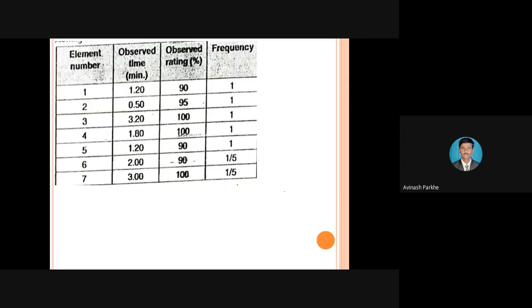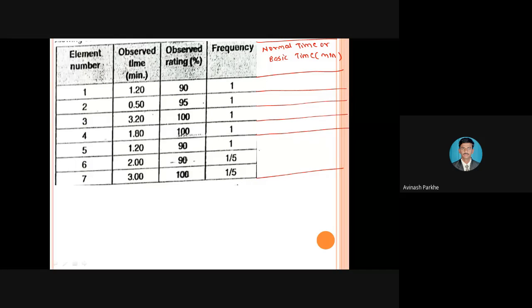So how to consider? Let us see. I have taken this particular table once again as it is for my further calculation. Then one more column I will add here to calculate the normal time. So this is the one more column I have added, that is normal time, or basic time, in minutes. So element number 1, 2, 3, 4, 5 and 6. We have a simple formula.